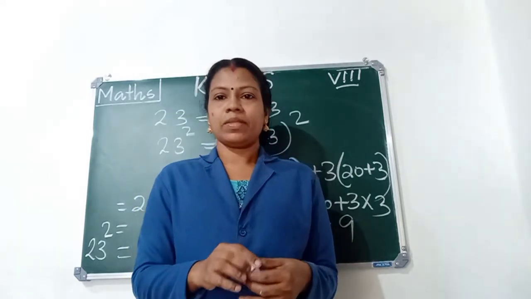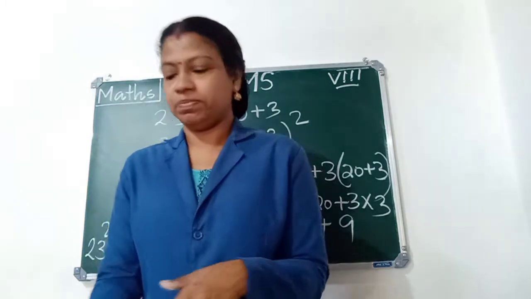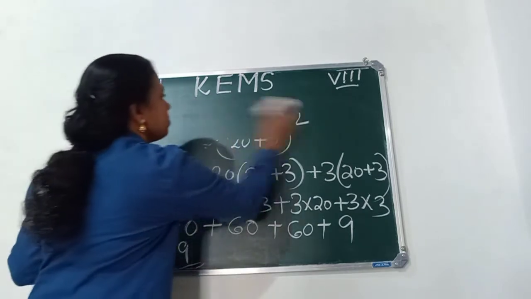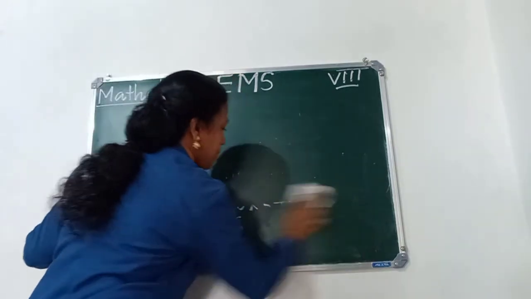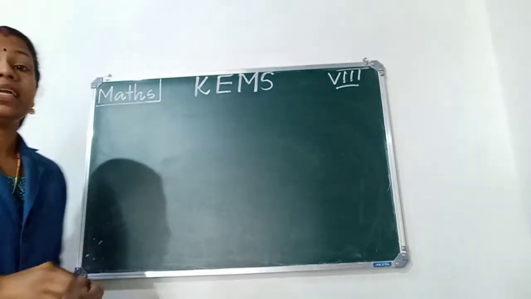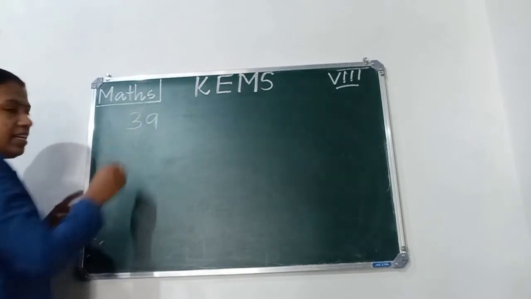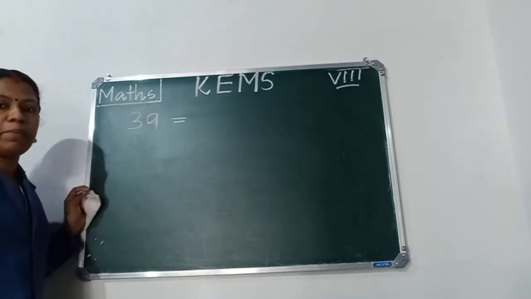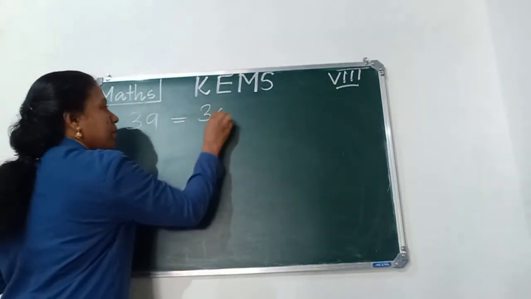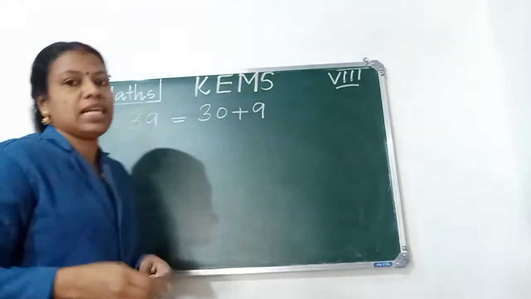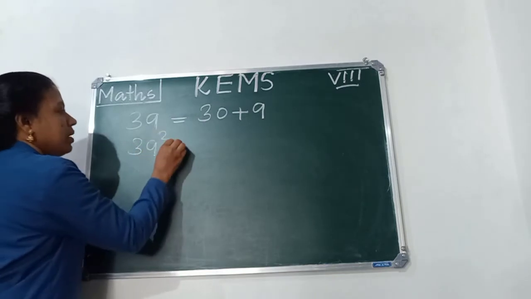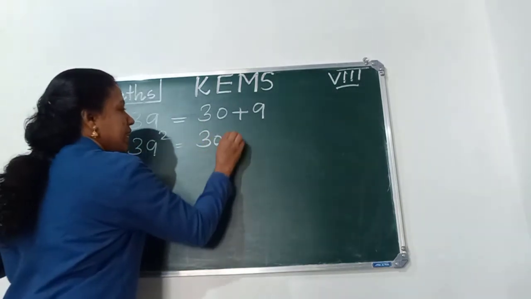Okay, let's do one more question. 39 square. First step, split the number into tens format. So it becomes 30 plus 9. 39 can be written as 30 plus 9. Now the square of this number equals 30 plus 9 whole square.